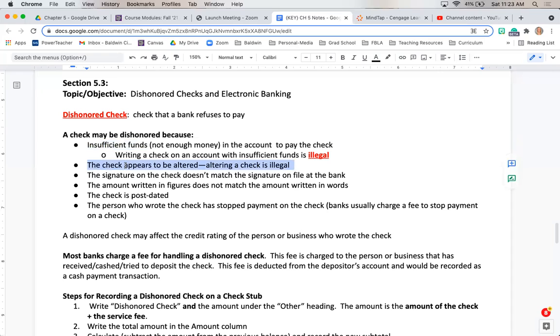The check could be altered, the signatures could not match, or the amount written on the legal line and the amount written numerically in the box don't match. The check could be post dated, so it's for a future date. Or the person that wrote the check has put a stop payment on it. So basically they've canceled the check.